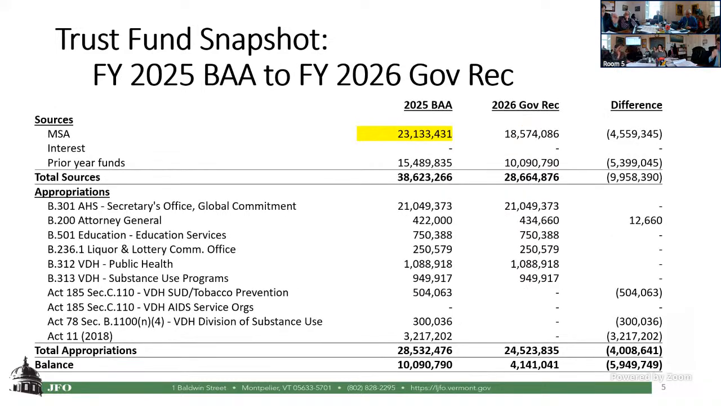So then if we go into FY 26, the FY 25 column is the same, and then this one adds FY 26 to it. The projected master settlement agreement revenue in FY 26, based on the work the Attorney General's office does, is that they're anticipating Vermont will get $18.5 million. Prior year funds is, instead of 15, only $10 million, so there's $28 million worth of revenue and $24 million of projected expenses, as some of those one-time appropriations go away. That leaves a balance of $4.1 million. So we continue on this trajectory of less revenue, and appropriations being leveled from where they were in the past.